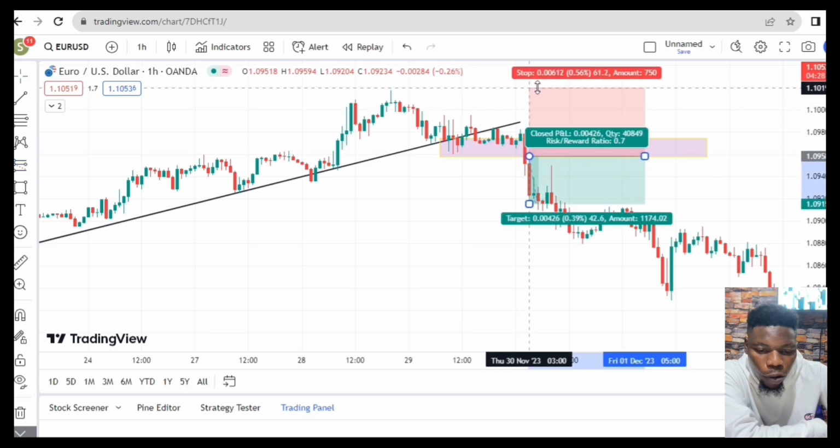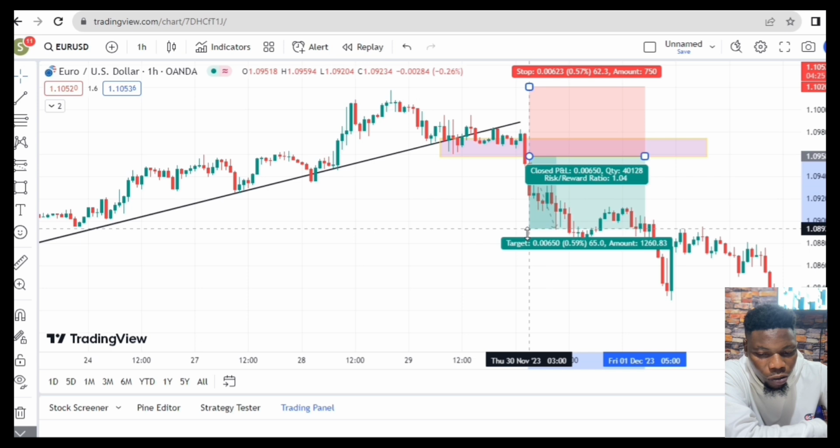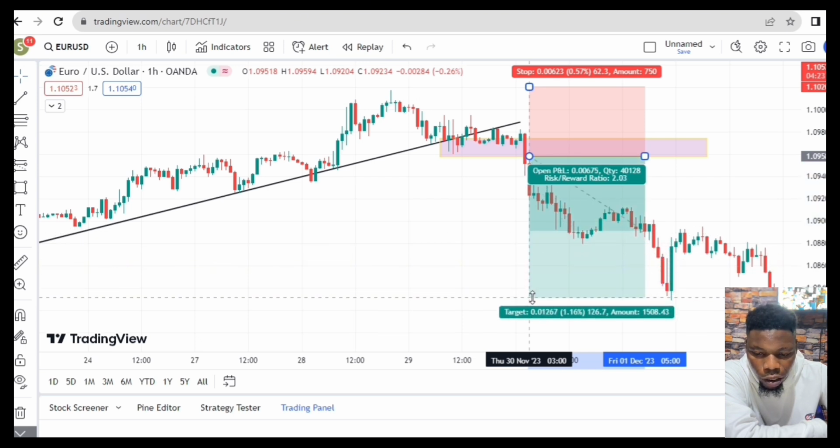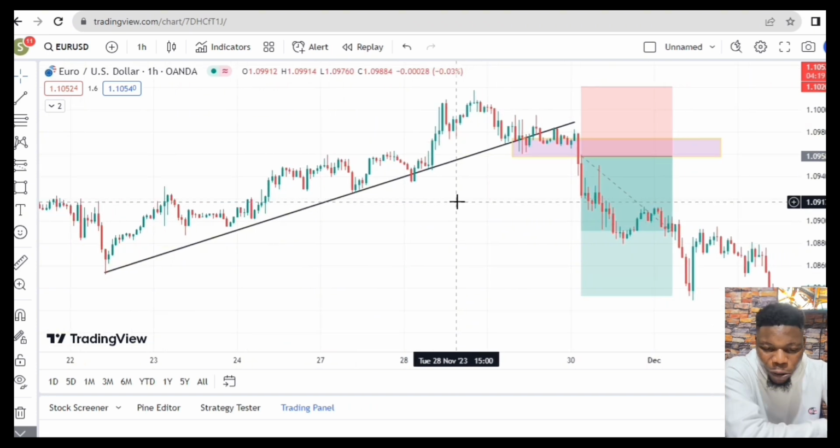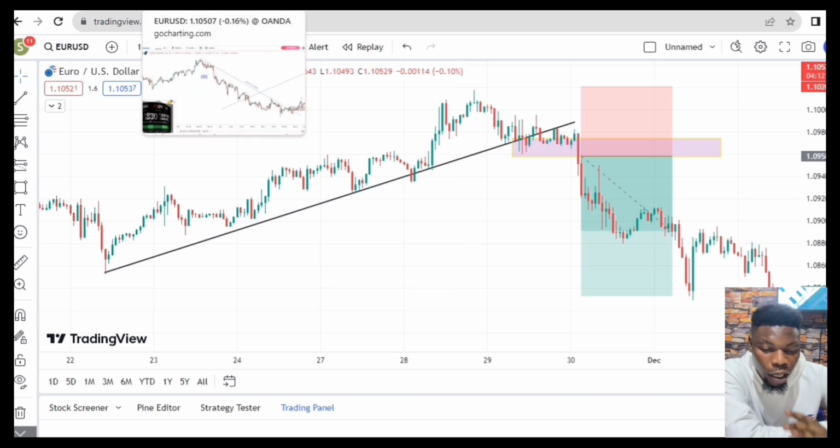Stop loss above this high. Then what? 1:2, guys. Don't be greedy. So this is it. 1:2 came beautifully well. So let's take one more example. I want you guys to really know how the strategy works. So this is another example.